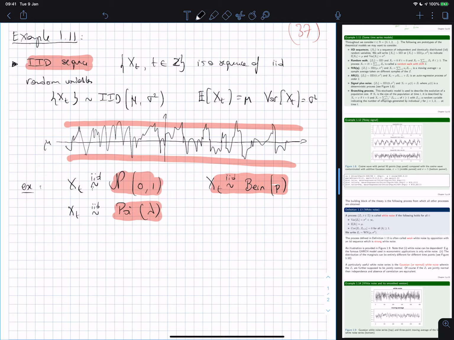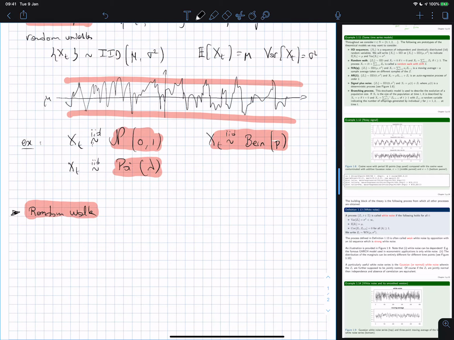IID sequences are basically the building blocks of the whole theory. From an IID sequence, you can construct, for example, a random walk, which will not be the object that we are going to study here because random walks do not behave nicely. But they can be constructed quite easily. Let's begin with an IID sequence.